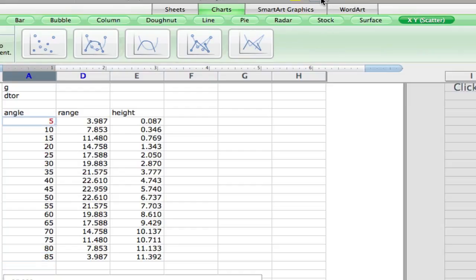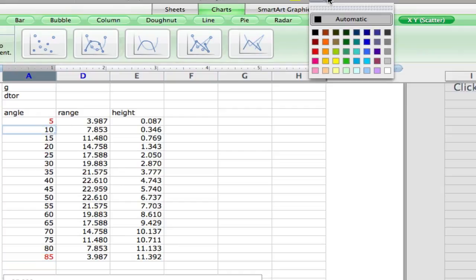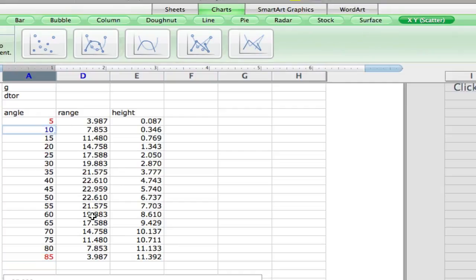Let's just kind of look at that. So 5 and 85, they're the same. Let's see. I get a range of 7.853. Let's check those out. Let's make those blue, and we'll make this blue as well. So 85 and 5, 80 and 10. Let's try one more. 75 is 11.48. 11.48 for 15 degrees.